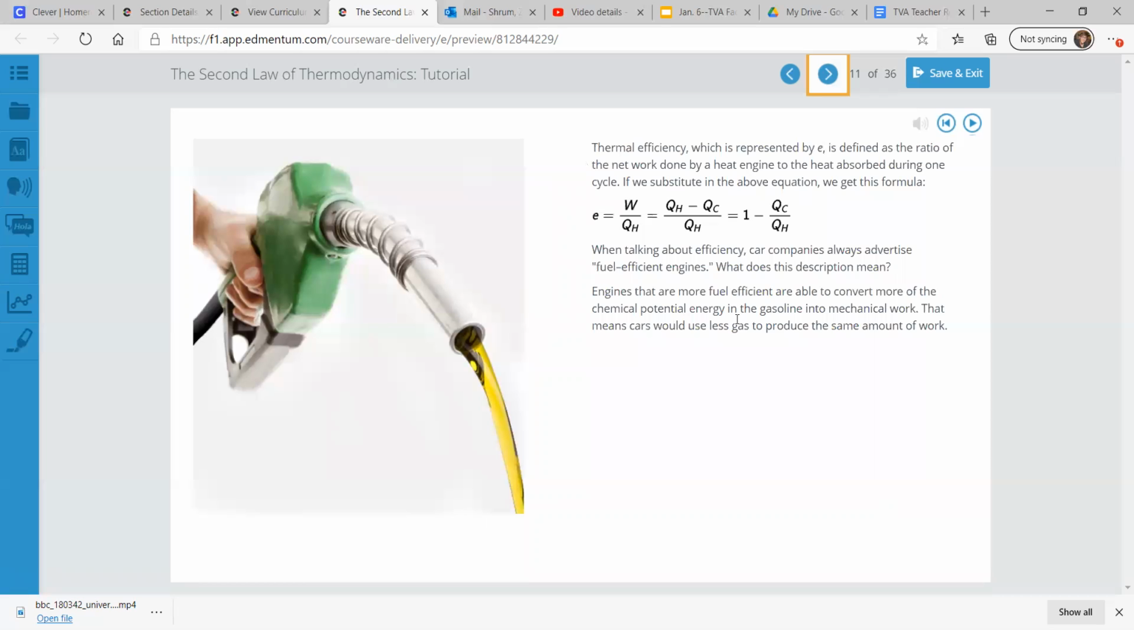When talking about efficiency, car companies always advertise fuel-efficient engines. What does that description mean? Engines that are more fuel efficient are able to convert more of the chemical potential energy in the gas into mechanical work. That means cars would use less gas to produce the same amount of work.